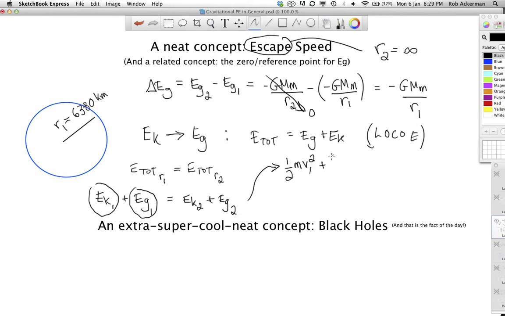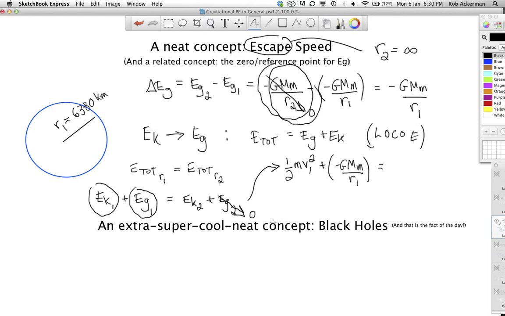Plus an Eg value which is negative, G big M little m over R1. And now that's supposed to be equal to however much Ek we have at the end of our voyage and however much Eg we have at the end of that voyage. Well, one thing I can tell you, which we already discussed, is the Eg at the end of that voyage when you get to infinity will be 0 because we will be infinitely far away.